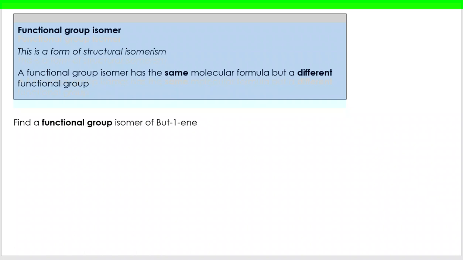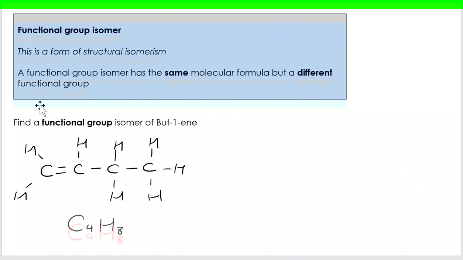And finally, we're going to take a look at functional group isomers. Now, there are very limited examples of these that you will learn about, and we'll look at more of those later on, aldehydes and ketones, for example, esters and carboxylic acids, but we're going to look for a functional group isomer of alkenes. So what would be a functional group isomer of but-1-ene? Same molecular formula, different functional group.